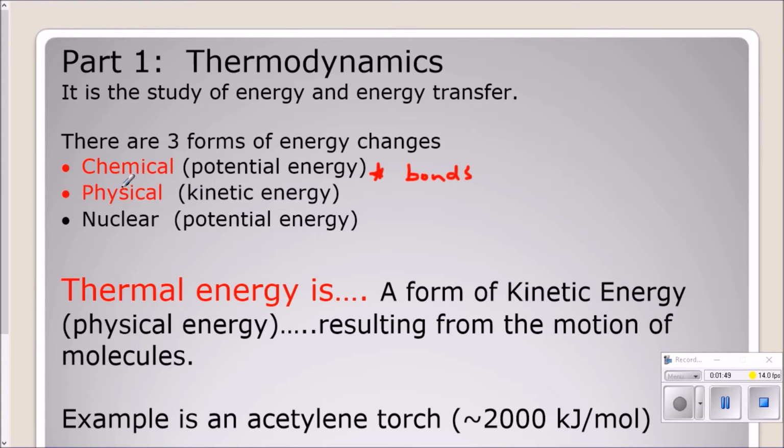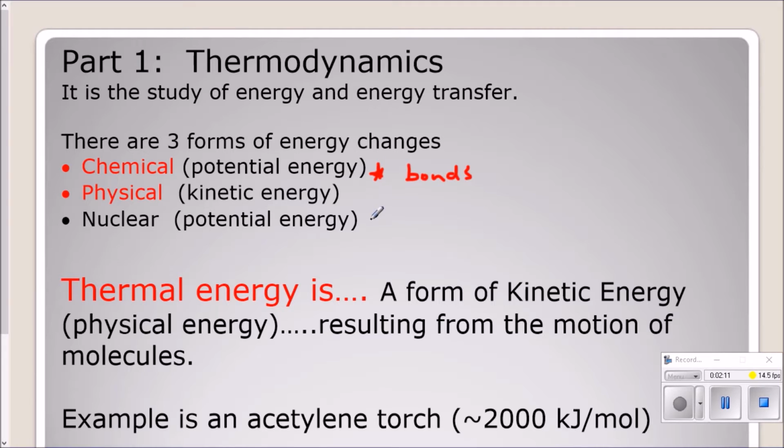Physical energy is kinetic energy, so that's the energy of movement. That's almost like temperature, which we'll talk about, because temperature is the measurement of average kinetic energy. The one that we're not going to really focus on in this class is nuclear, which is potential energy. So there's energy inside the nucleus of an atom, and if you split that, you can release a tremendous amount of energy.